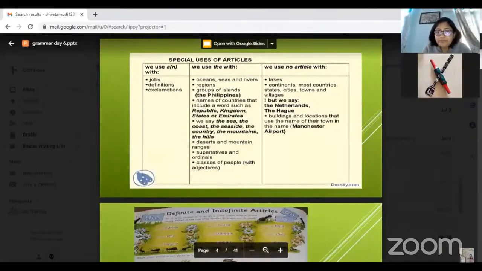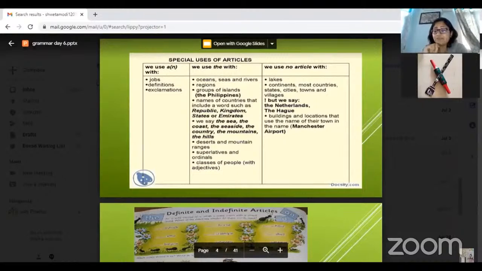So we use "the" with oceans, seas, rivers, regions, groups of islands, and deserts like the Thar Desert, and mountains like the Himalayas. With the superlative degree: the biggest, the smallest, the tallest, the most beautiful, the most handsome. We have done positive, comparative, and superlative: big, bigger, biggest. Whenever you use the superlative degree, it will always have "the." Also for ordinals. What are ordinals? The first, the second, the third.